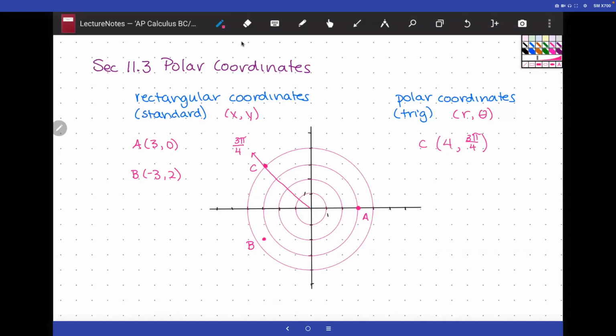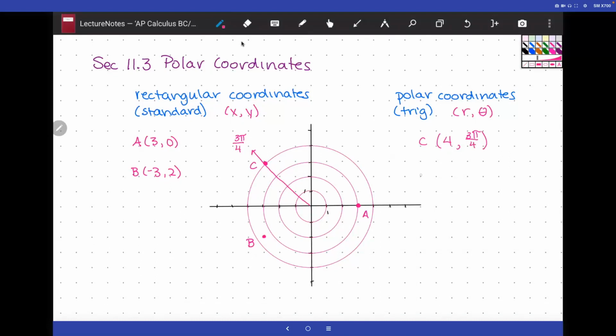Yes? They'll always say polar coordinate for 3 pi, right? Or there'll be something in the context of the problem. Yeah, that's a good question. Like, how do you know if it's in rectangular or polar if it's not told you? And yeah, it's going to have to tell you somehow.